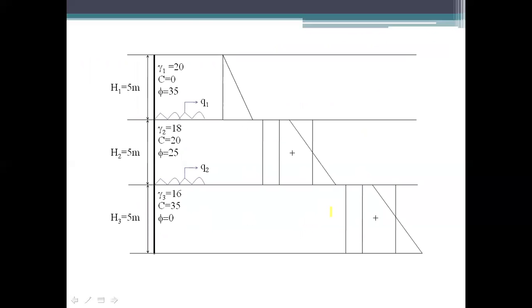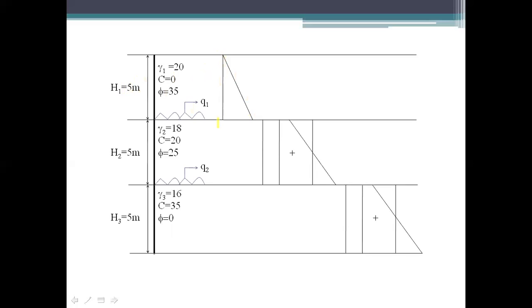So when the values are given to you, in the first condition gamma is 20, C is 0 and phi is 35. When C is 0, there will be no negative diagram. Okay. So here you are having only soil weight. There is no surcharge loading at the top given in the problem. So if there is only soil here, your diagram will be only a right angle triangle for height h1 equals 5 meter.